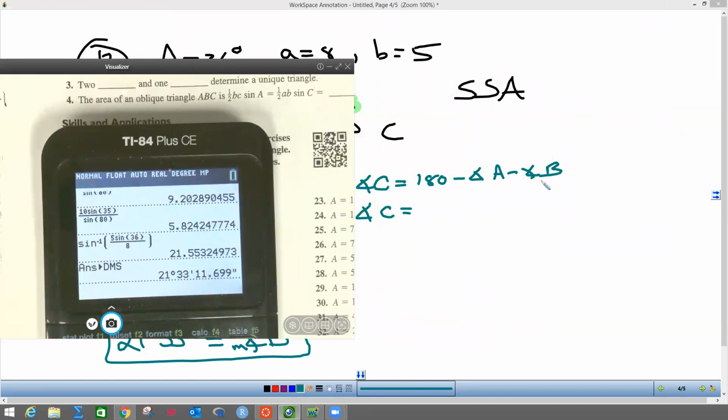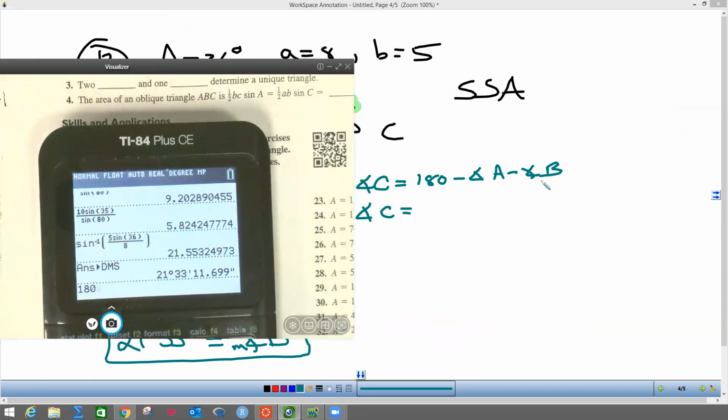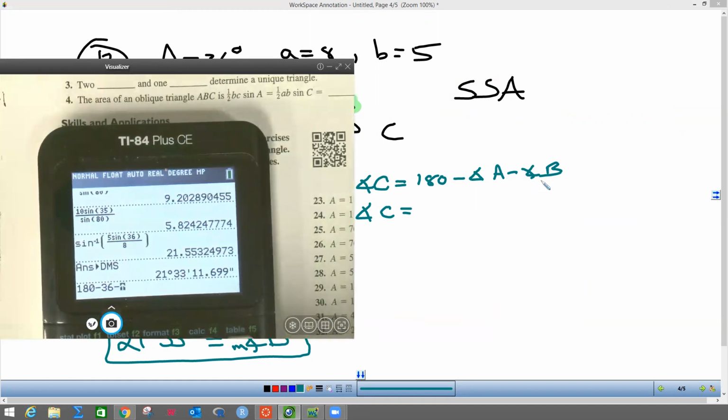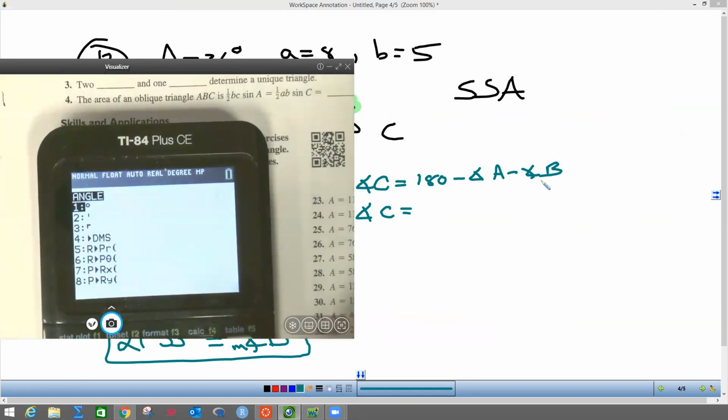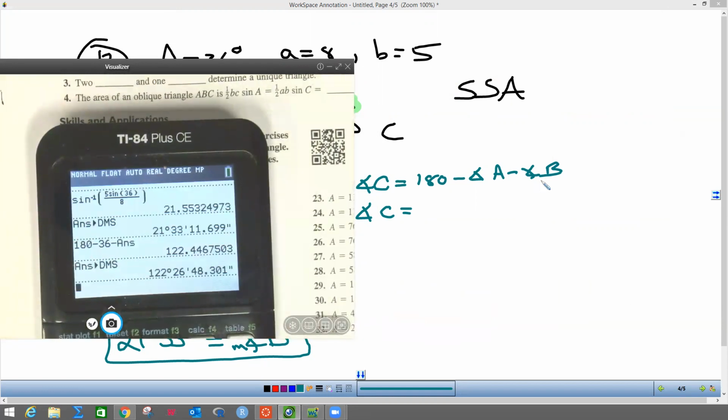Now watch this, because you can shorten it up in your calculator. So we're going to hit 180 minus, and what was angle A? Was it 36? Minus 36. And I'm going to hit minus again, and I'm going to hit second, the negative down by the decimal point. That's the answer. So that 21 degrees, 33 minutes, whatever right there, that's what's going in for that answer. Then I'm going to hit enter, and it's back to decimal degrees. And then I'm going to hit second apps 4 again. Hit enter, and that's my other angle.